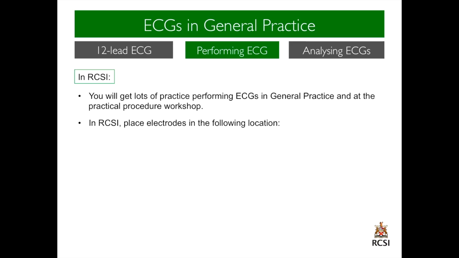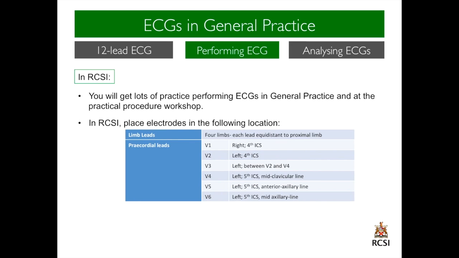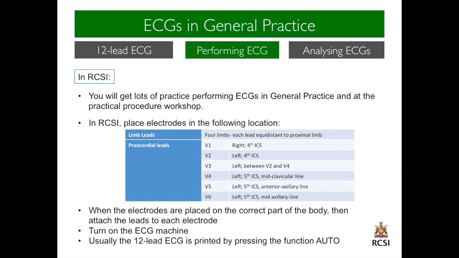In RCSI, we recommend placing the electrodes in the following locations. The limb leads should all be equidistant to the proximal limb, and the electrodes for V1 to V6 should be located in these locations. When the electrodes are placed in the correct part of the body, you should then attach the leads to each electrode, then turn on the ECG machine, and then print the 12-lead ECG.